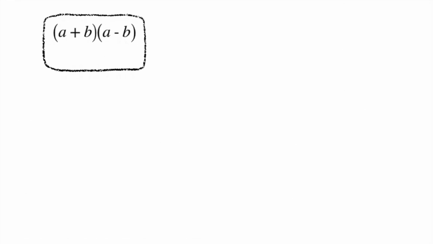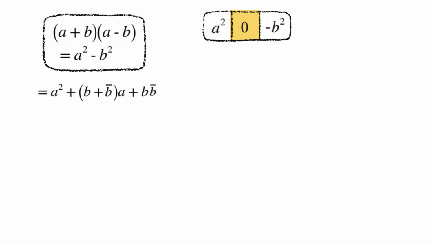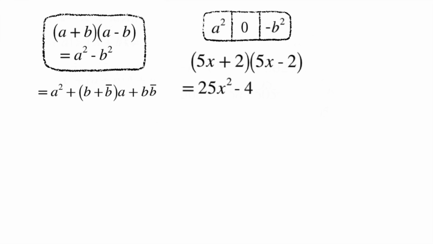Next formula. Let me call A plus B and A minus B a hinge pair. This is hinge product. The sum times the common disappears. Let's expand this. Left squared, negative right squared. You can omit the center.